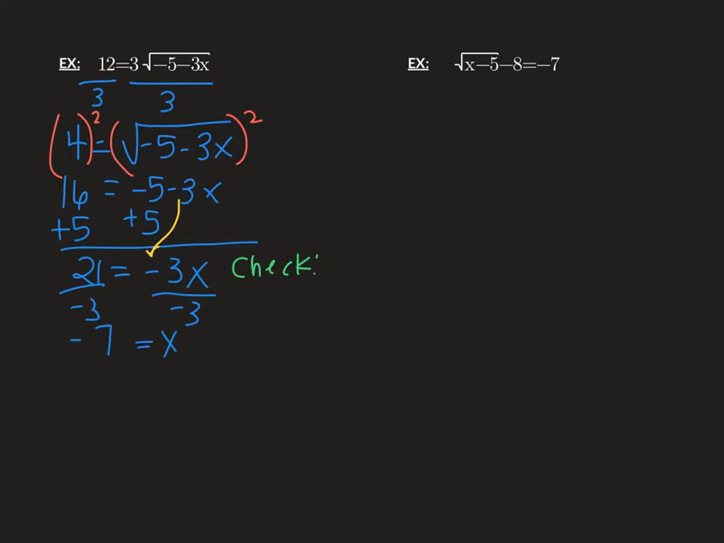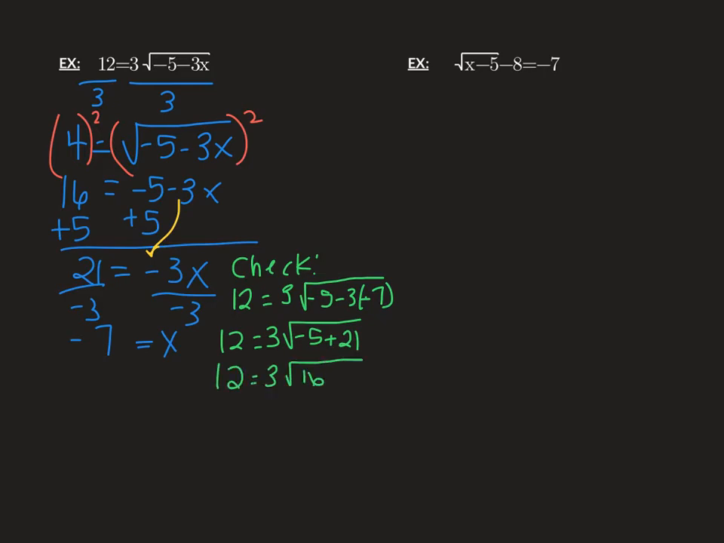When I check my work here, I'm going to go back to the original equation. 12 equals 3 times the square root of negative 5 minus 3 times negative 7. So we get 12 equals 3 times the square root of negative 5 plus 21, which gives me 3 times the square root of positive 16. We know the square root of positive 16 is 4. And 3 times 4 is 12, so we get 12 equals 12, which of course is a true statement. So then x equals negative 7.